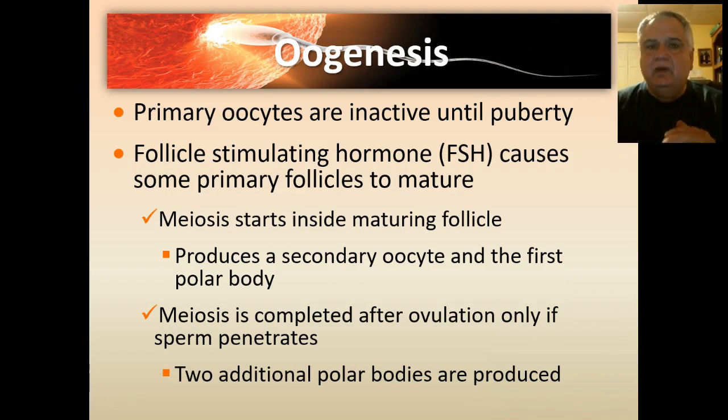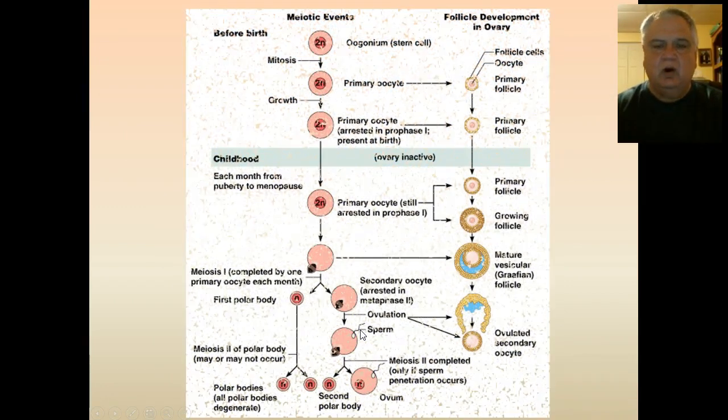Now, what will happen is meiosis will be arrested at the end of part 1 that produces this secondary oocyte and a polar body, and it won't resume until after ovulation and only if fertilization takes place. In other words, if a sperm cell penetrates the egg or the ovum, the second phase of meiosis, meiosis 2, will occur. At that time, 2 additional polar bodies will be produced, but we'll still only have a single mature ovum now.